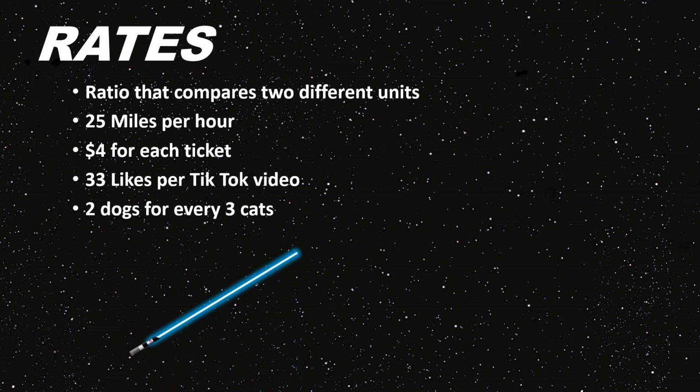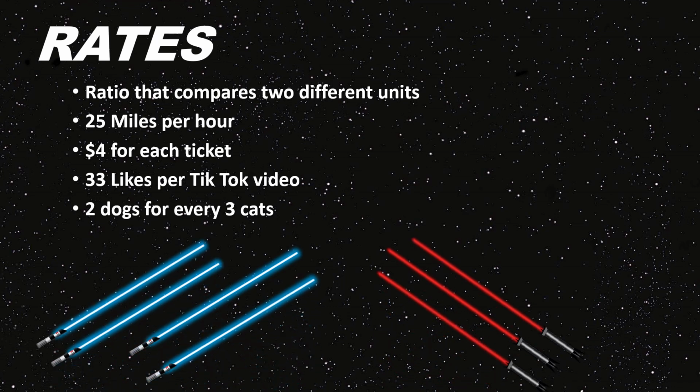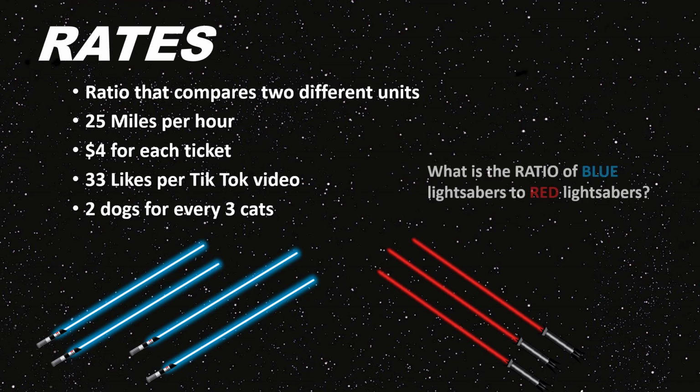Here, you see a blue lightsaber and a red lightsaber. So let's say we have 4 blue and 3 red. Now, although they are both lightsabers, they're different colors, so we could say that these are different things. If I were to ask you what is the ratio of blue lightsabers to red lightsabers, you could simply say there's 4 blue to 3 red. You could also represent this with a fraction like so. There's 4 blue lightsabers to every 3 red lightsabers.